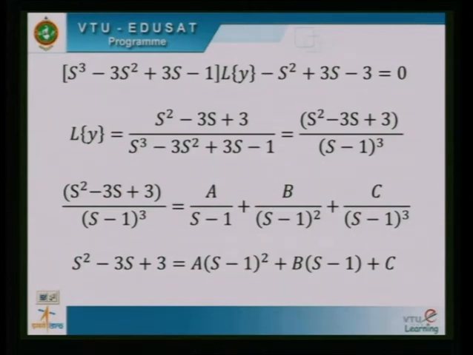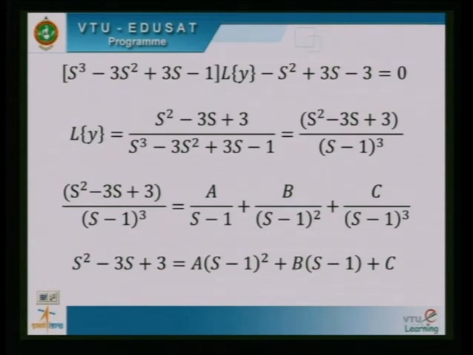Now you can transfer s cube minus 3s squared plus 3s minus 1 to the right-hand side, then L of y is equal to s squared minus 3s plus 3 divided by s cube minus 3s squared plus 3s minus 1. See, here s cube minus 3s squared plus 3s minus 1 can be written as s minus 1 whole cube. Then y is equal to L inverse of s squared minus 3s plus 3 divided by s minus 1 whole cube.